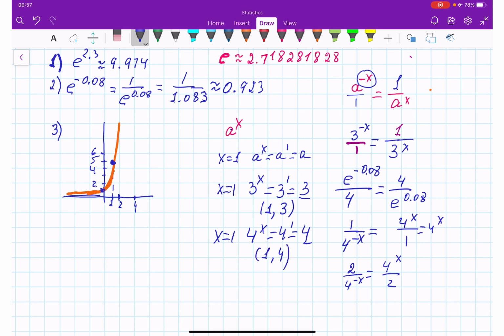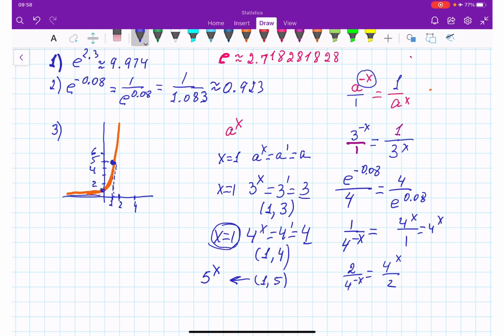So to identify exactly which exponential function you see on the graph, what you're going to do is take x equal to 1 and move up, and see which number you hit. Whatever number you hit, that's going to be that function. So we have (1, 5), right? Which means our function is how much? 5 to power x, because when x is 1, y is going to be 5.